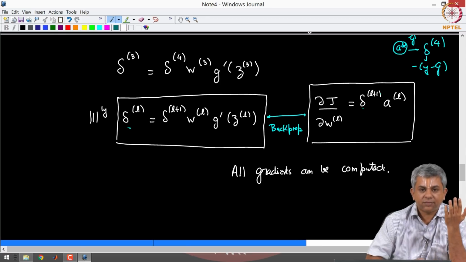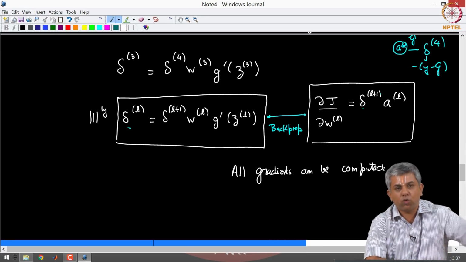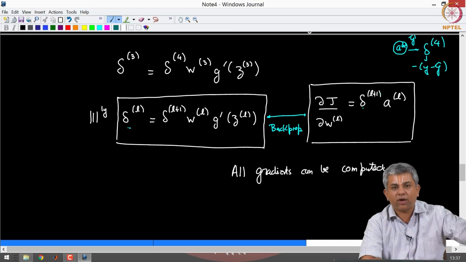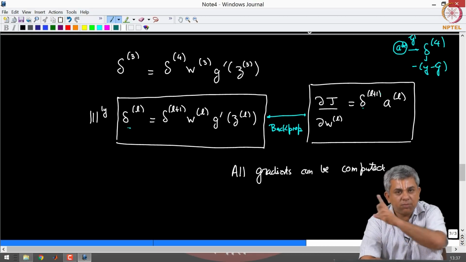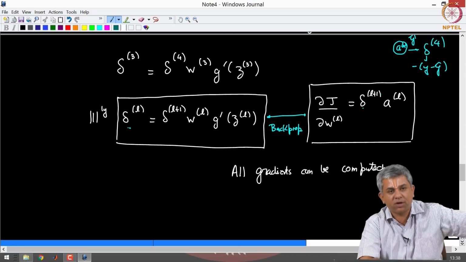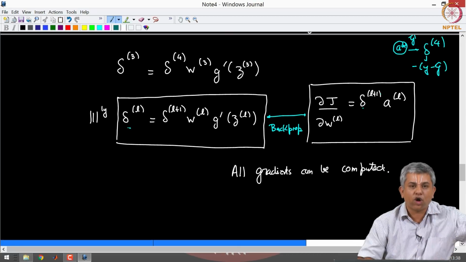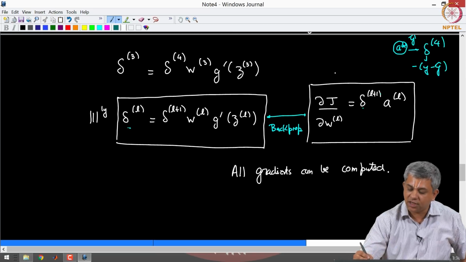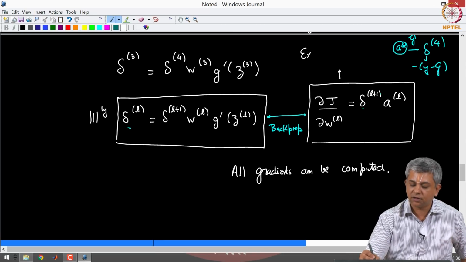Other than that, it is actually possible to do one single pass, calculate all the A's and then simply do one single back pass, or back prop step, and calculate all the gradients. In fact, these gradients are exact to machine precision.